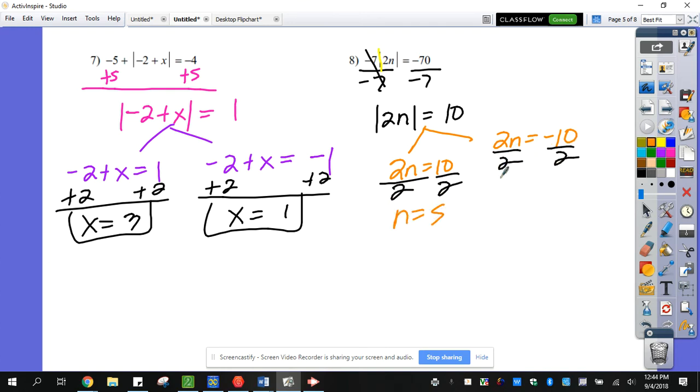And here is equal to 5. And here is equal to negative 5. Box or circle your answer. Answer all the time. And say kaboom.